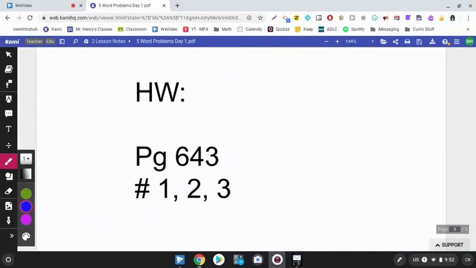So page 643, 1, 2, and 3. And then we're going to do the second half of word problems on Monday. There you have it. Word problems part 1 is in the books, looking at a few different scenarios. And now you got a little bit of homework, just your 3 questions of homework, no check for understanding, nothing like that.